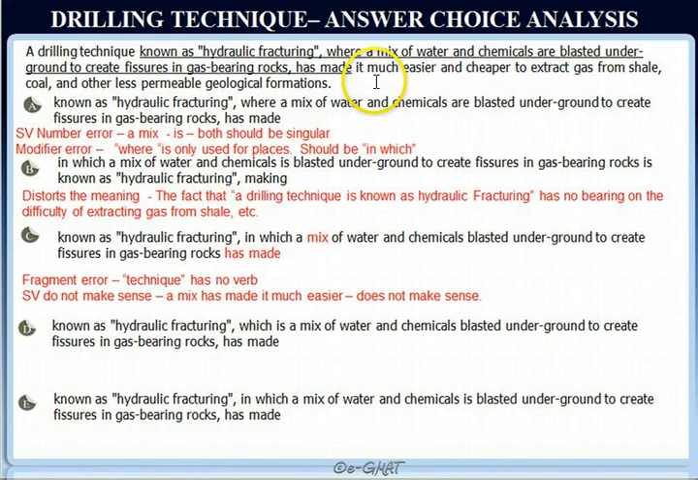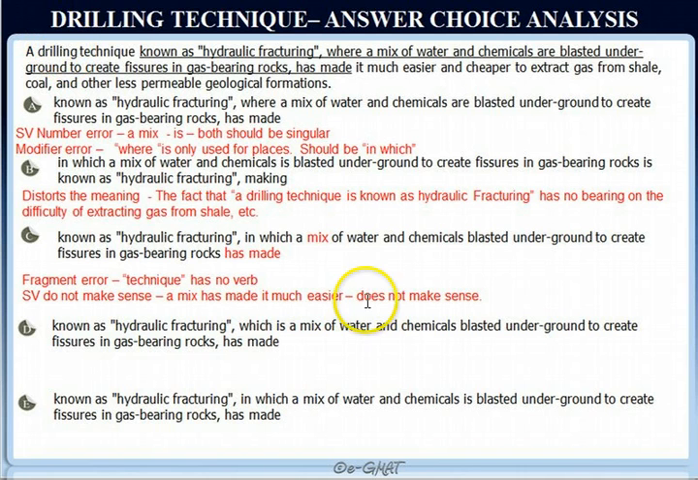And because you understood the sentence structure of the original choice, it was easier for you to say that okay, now the subject verb pairs are not the same as they were when I did the original analysis. So keeping those things in mind is very important. So now let's come to choice D. A drilling technique known as hydraulic fracturing, which is a mix of water and chemicals blasted underground to create fissures, has made. Okay, so here has made is still the verb for drilling technique.